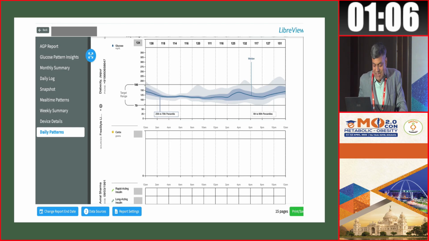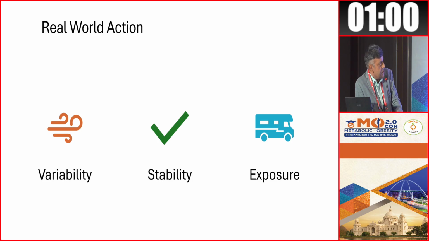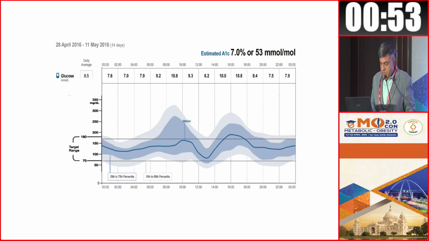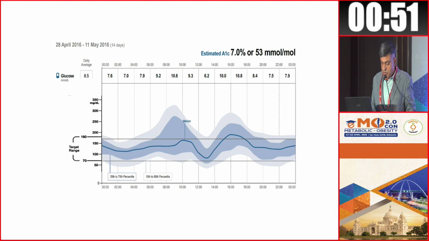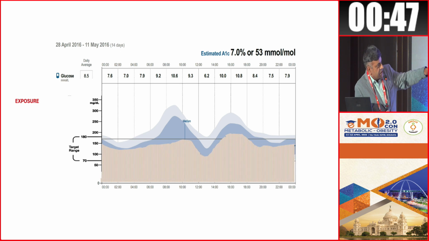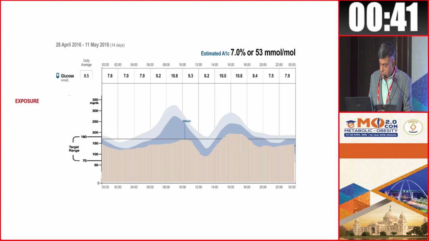So the next part, these are the 3 important things that we must look at when we are interpreting the AGP graph: variability, stability, and exposure. So I'll tell you the meanings of all of these. Exposure means the overall glycemic exposure of the patient. So we'll take the median value for that. This is the exposure that the patient had to glucose values. This is called exposure. If the exposure is high, the TAR will be high, the sugars will be above range.